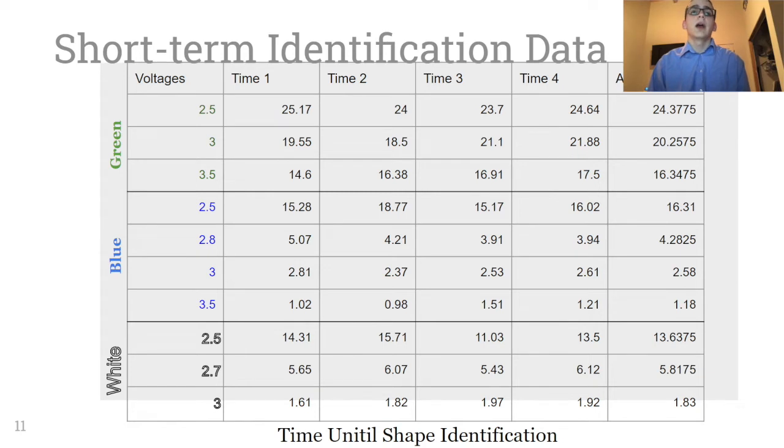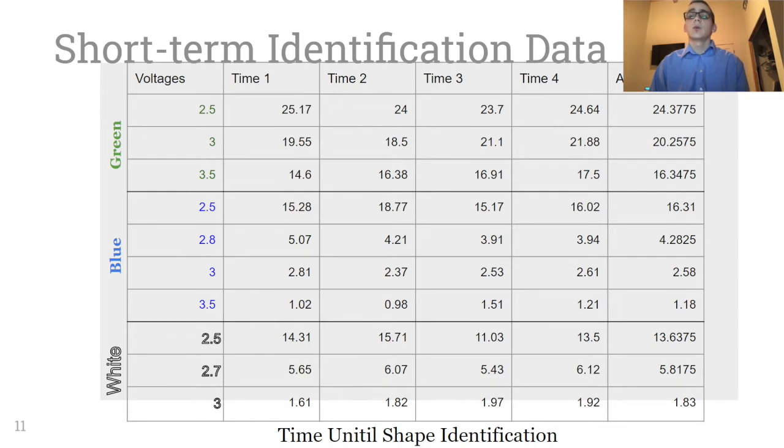For blue, I did something a little bit different because it had a little bit of a wider range than the other lights did, so I tested 4 intensities instead of 3. These ranged anywhere from 2.5 to 3.5, and their averages ranged from 16.31 to 1.18. As you can see, there is a pretty drastic jump between 2.5 and 2.8. However, based off what the orange showed, it wasn't all that unsurprising at this point.